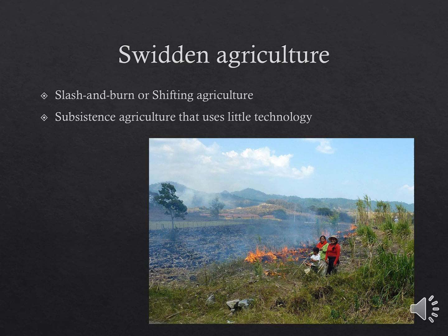You need to clear the land. But to cut down the trees would require equipment of some sort. You would need to have chainsaws or electricity or access to some technology to fell trees. Well, another way to do that, to clear the land, is simply to burn it, right? So this is a subsistence agriculture that requires very little technology.